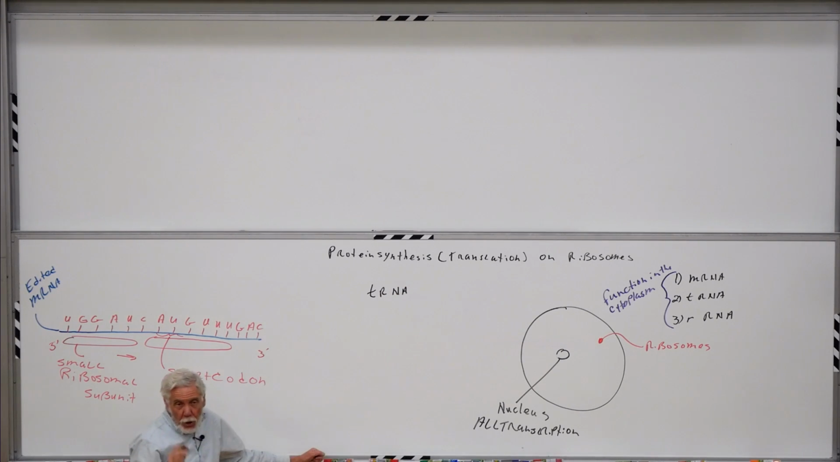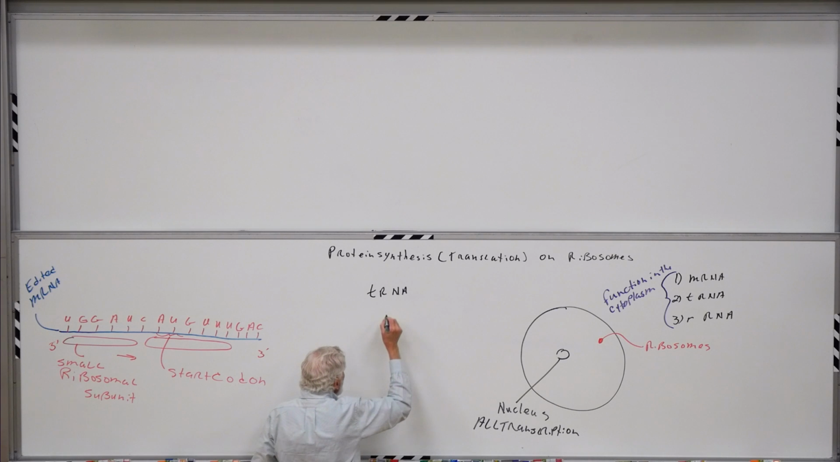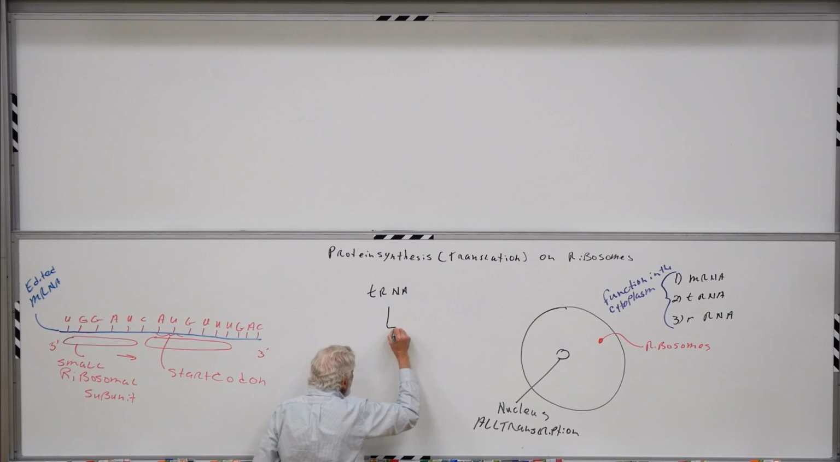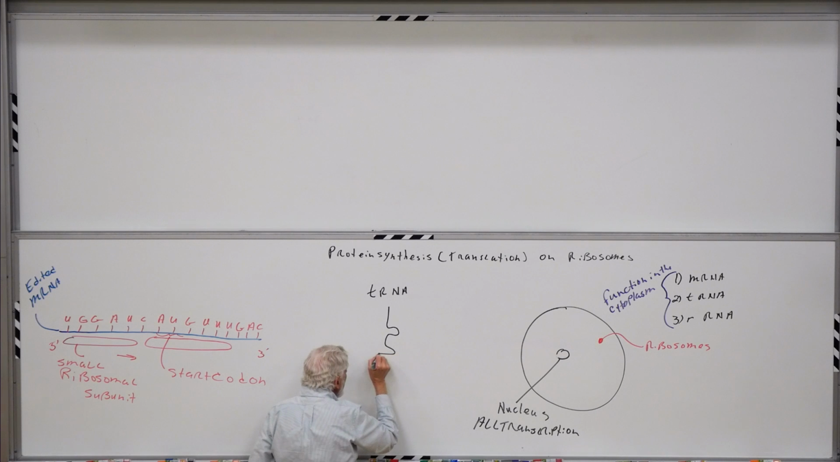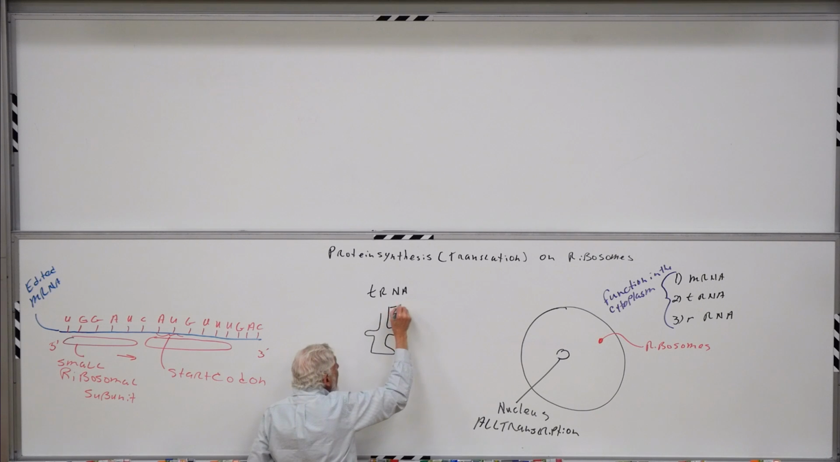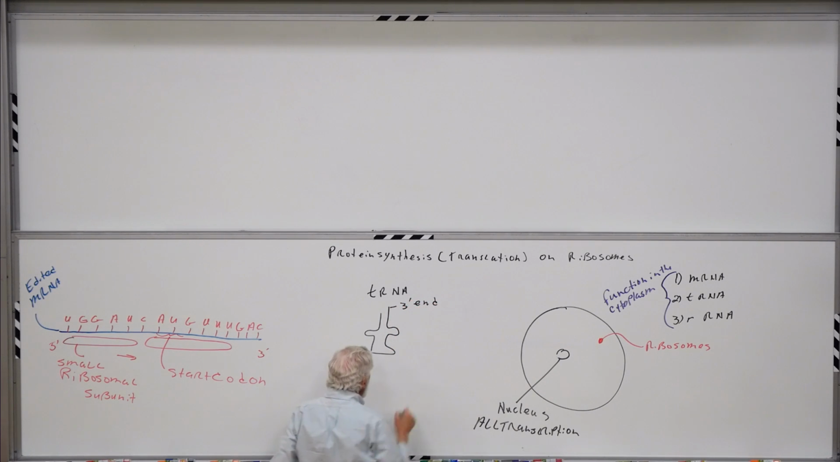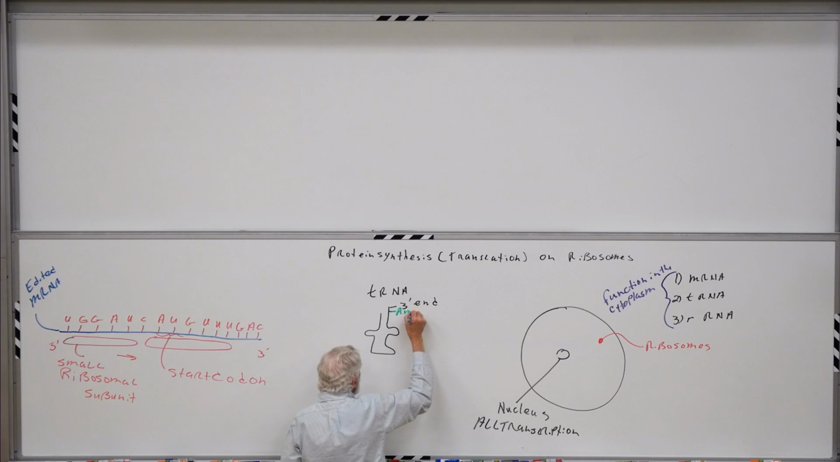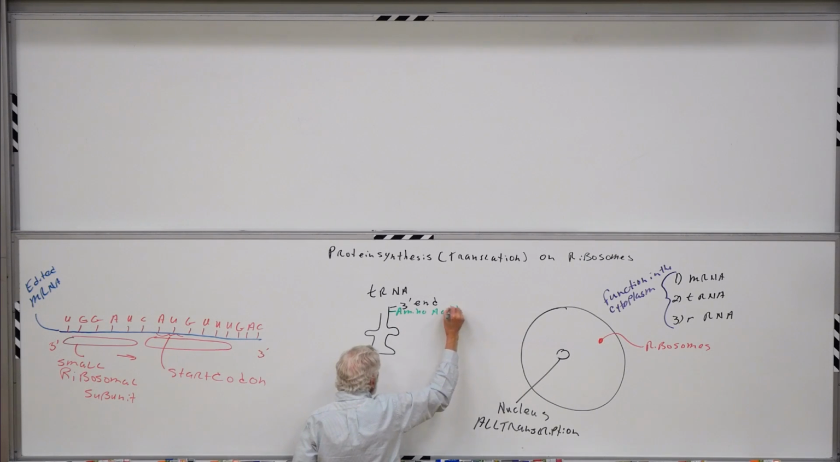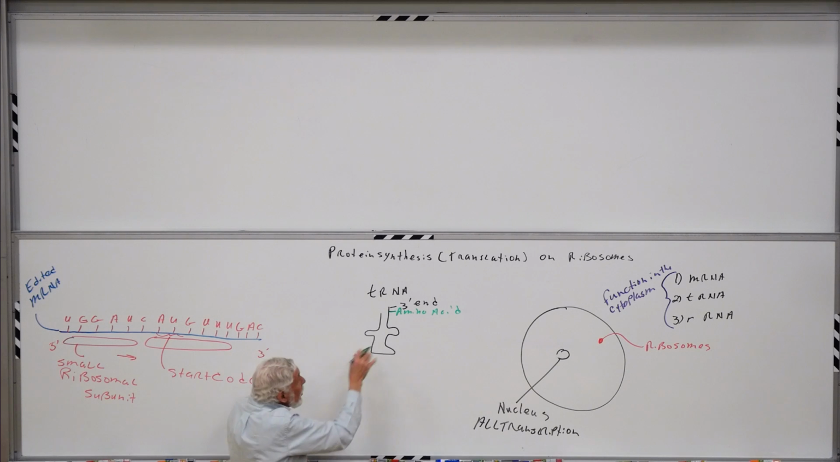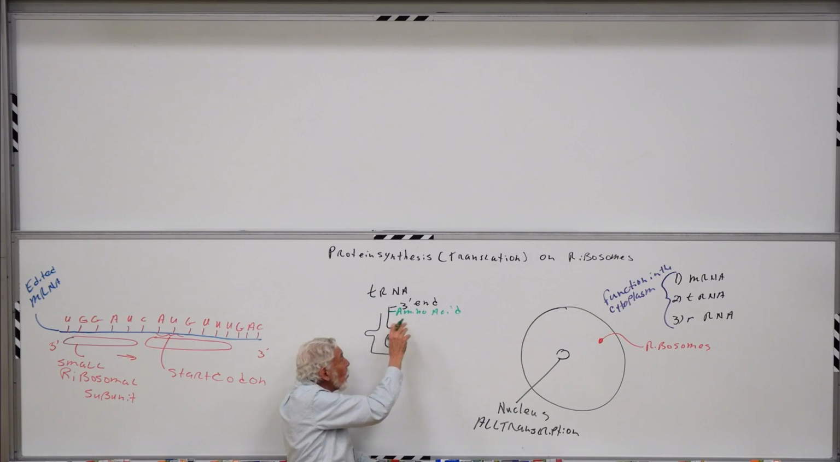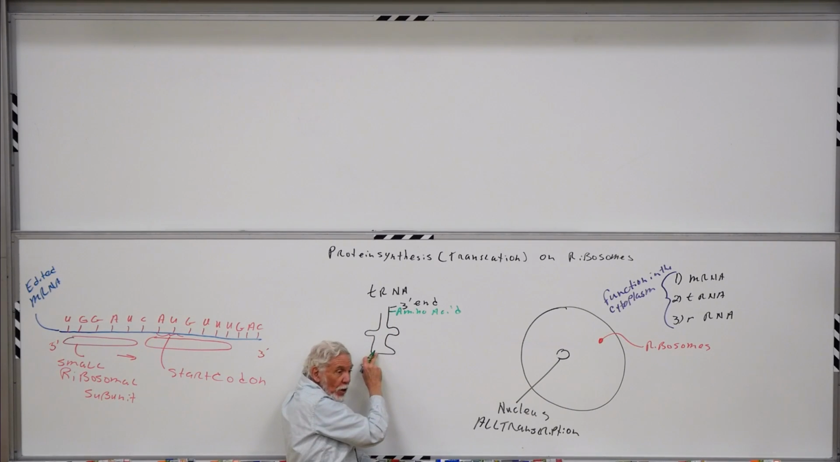Now, a word on transfer RNAs. Transfer RNAs have this interesting shape. Some people call it a sort of cloverleaf pattern. This end is the 3' end. The 3' end is the end to which we can bind an amino acid. The chemistry of this is such that there are enzymes that will recognize this transfer RNA and covalently link an amino acid to this 3' end of the transfer RNA.